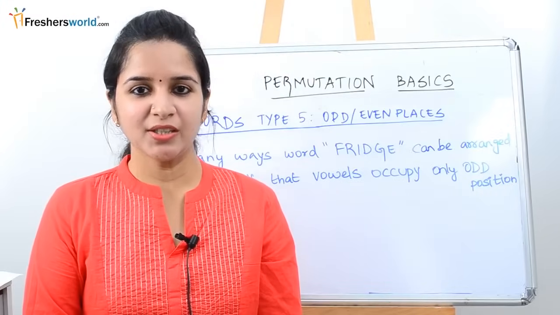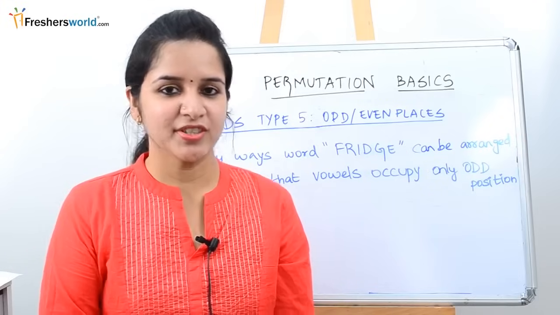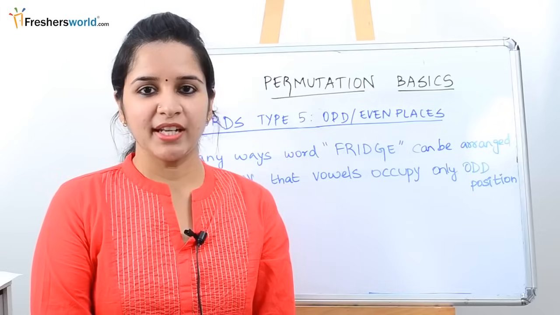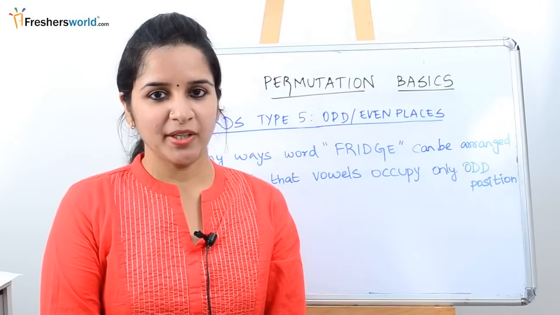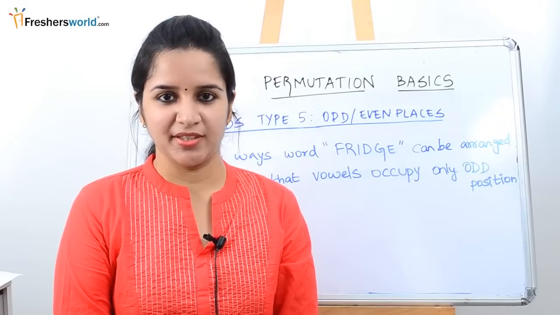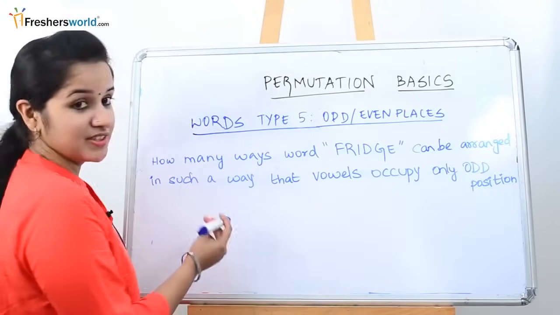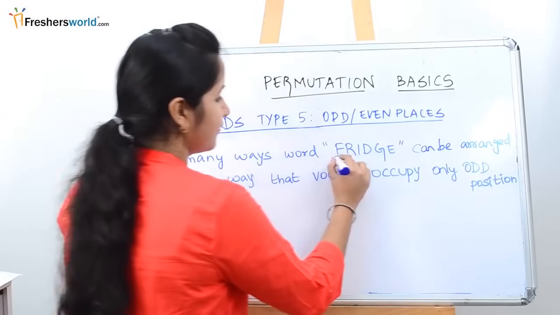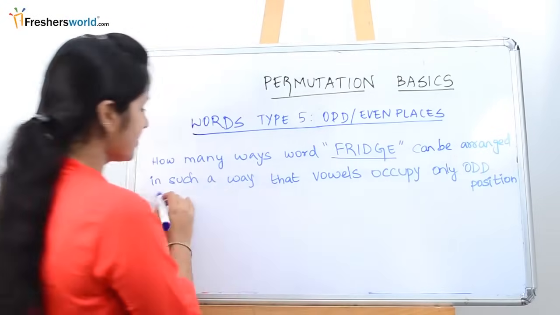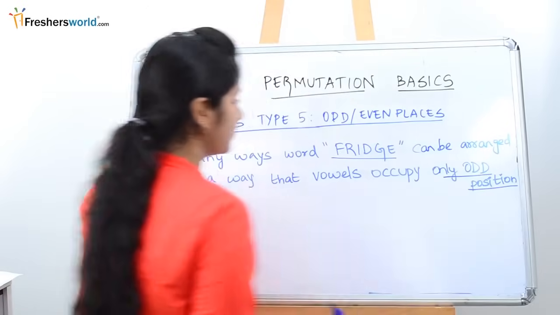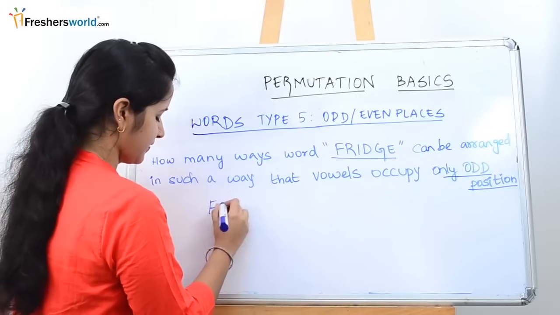Today, we are going to deal with a type of permutation sum, which is nothing but odd and even places. In our previous videos, we dealt with different types of permutation sums that you can face in an aptitude exam. This is a continuation of it. So let's get started. The question is, how many ways can the word fridge be arranged in such a way that vowels occupy only odd positions? They have given the word fridge.